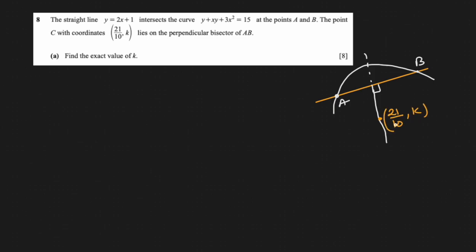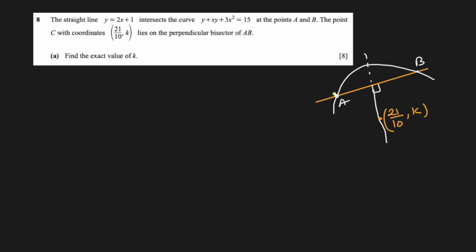Question number 8. The straight line y equals 2x plus 1, maybe this, intersects with a curve. They are not exact ones, I'm just trying to visualize. At points A and B, so this is point A, this is point B. The point C with coordinates 21 over 10, k lies on the perpendicular bisector of AB. So this point lies on the perpendicular bisector, maybe here, 21 over 10, k. Find the exact value of k.